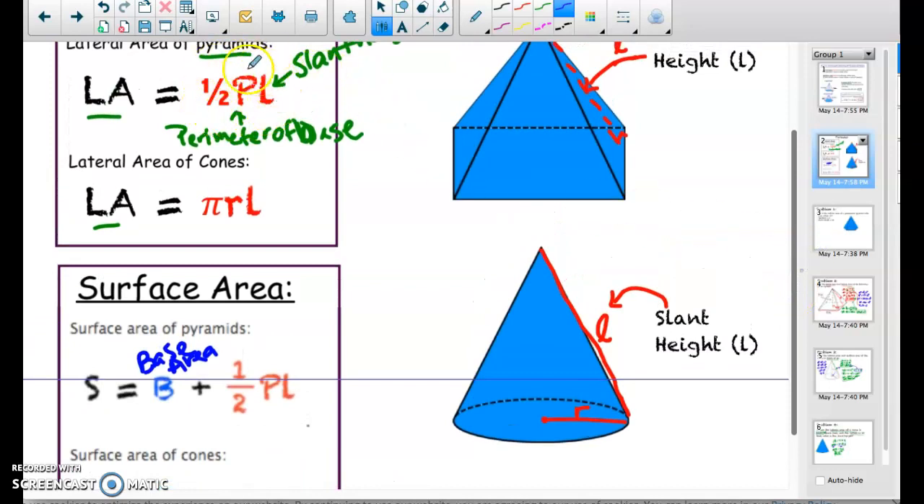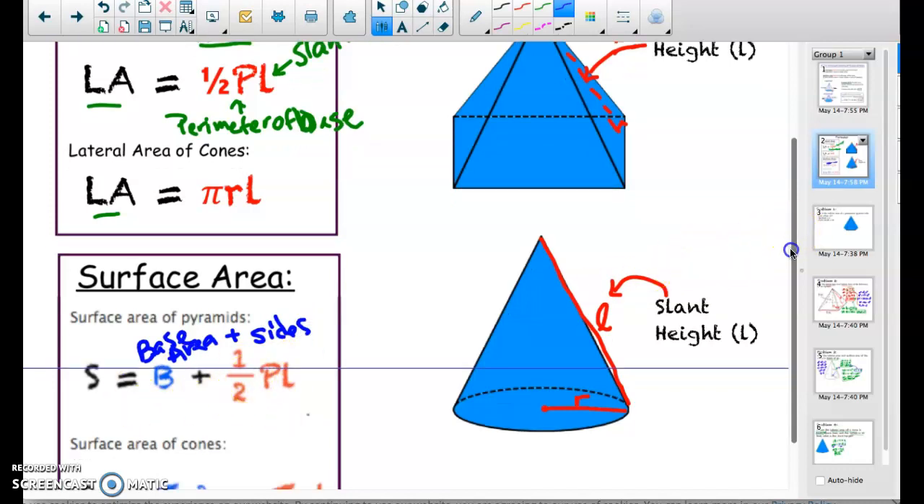1/2 times perimeter times slant height, that's lateral area. So basically what they're doing here for the full surface is you take the area of the base and add the sides. Base area plus the sides, or lateral area. That's exactly what this formula is doing.